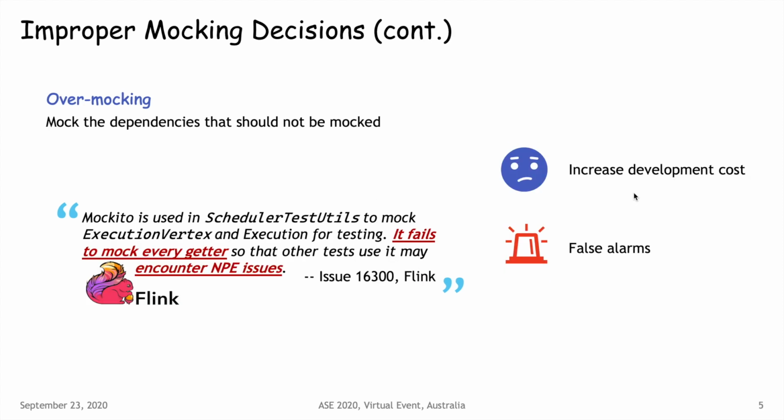So, can they mock all the dependencies? The answer is no. If they mock too many classes, they may need to pay more effort on maintaining those mocked objects. Otherwise, the inconsistency between the mock object and the real one will cause false alarms. For example, in Project Flink, the mocked object returns a null value. However, the real implementation will never return null. In this case, the test failure does not show a real bug in the software.